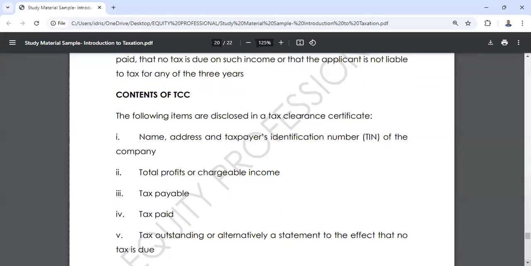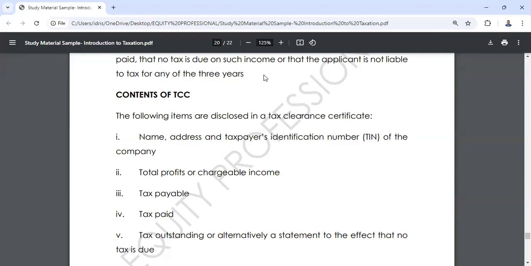Number one content of a tax clearance certificate is the name and address of the company that applied for the tax clearance certificate. Number two is the tax identification number of the company, the TIN number, that thing that we explained earlier, for the company that applied for the tax clearance certificate. They will ask for it.